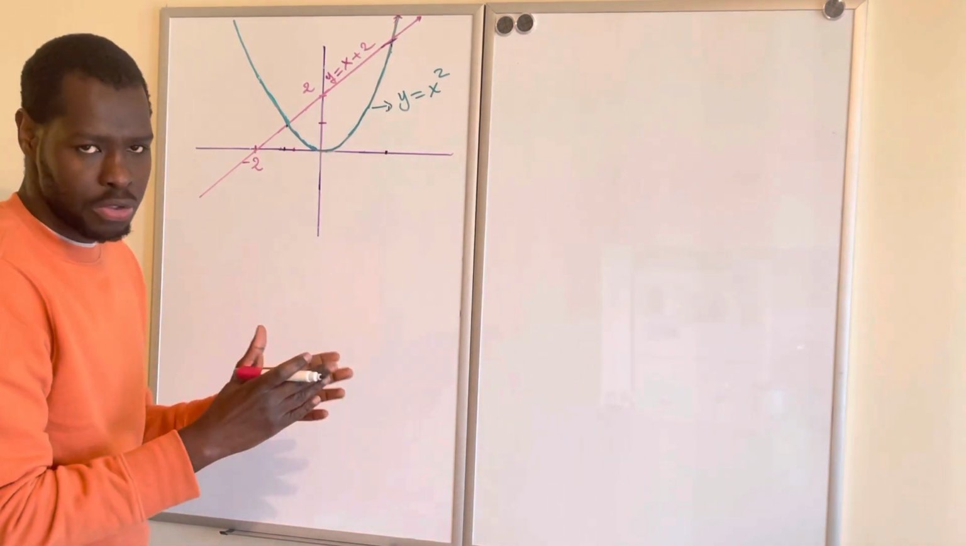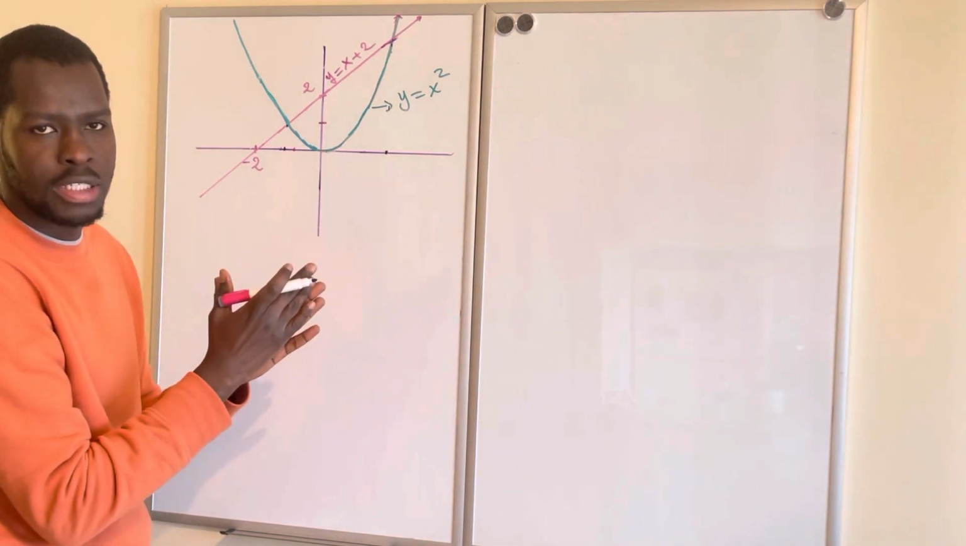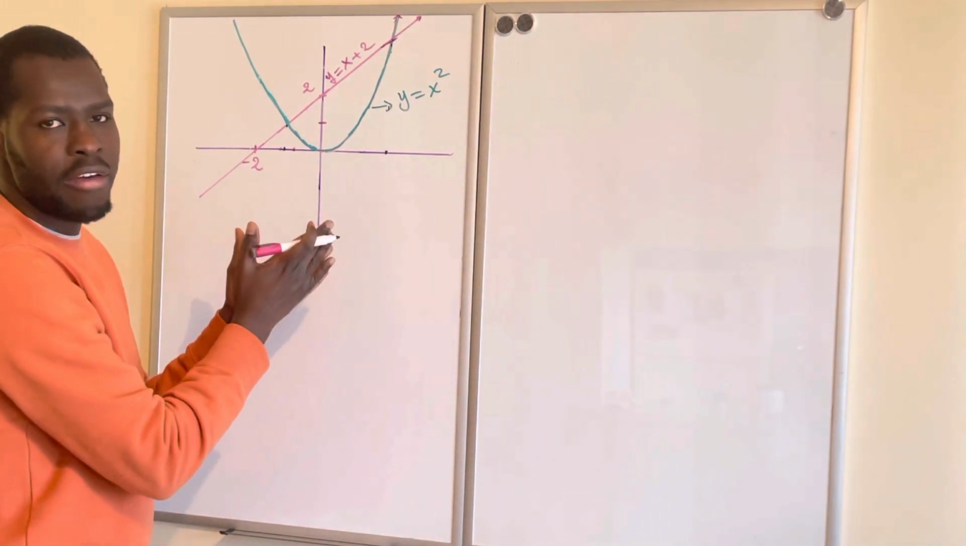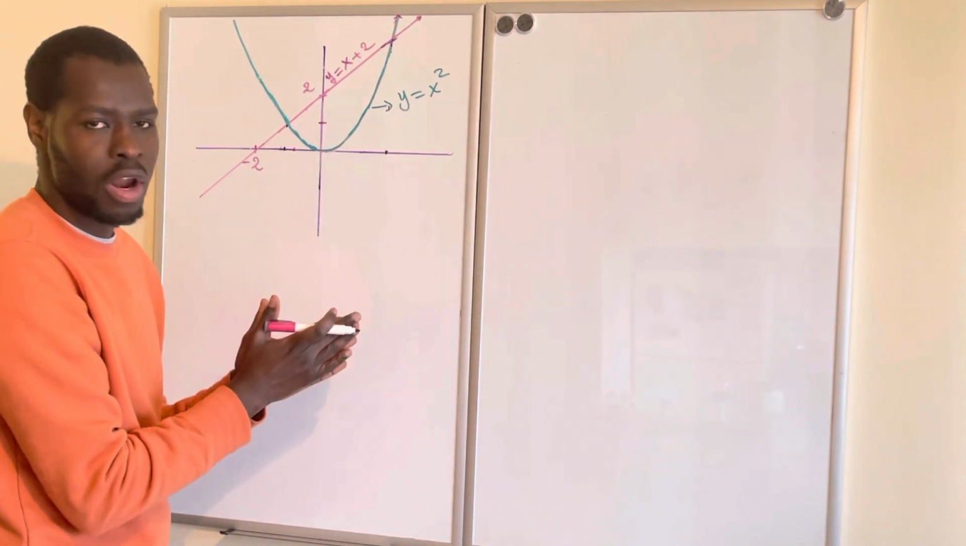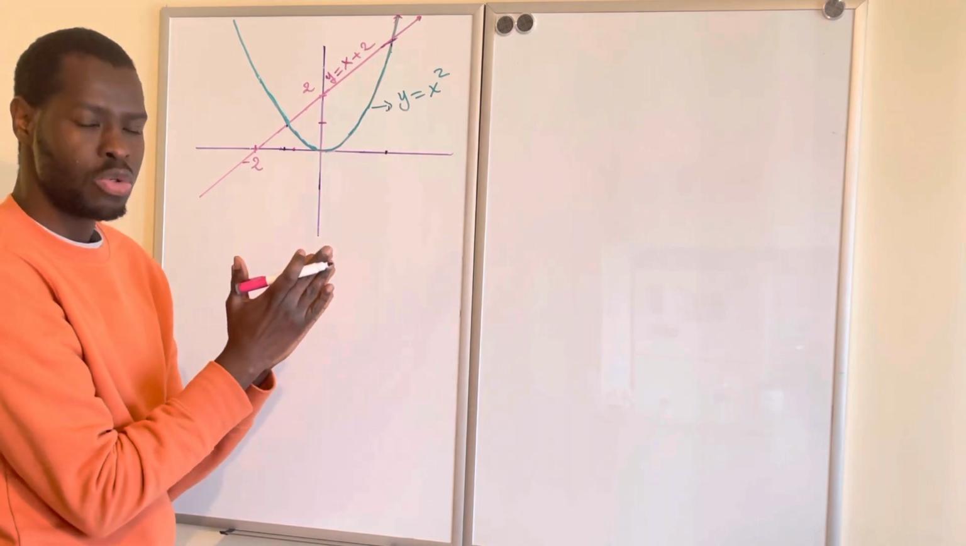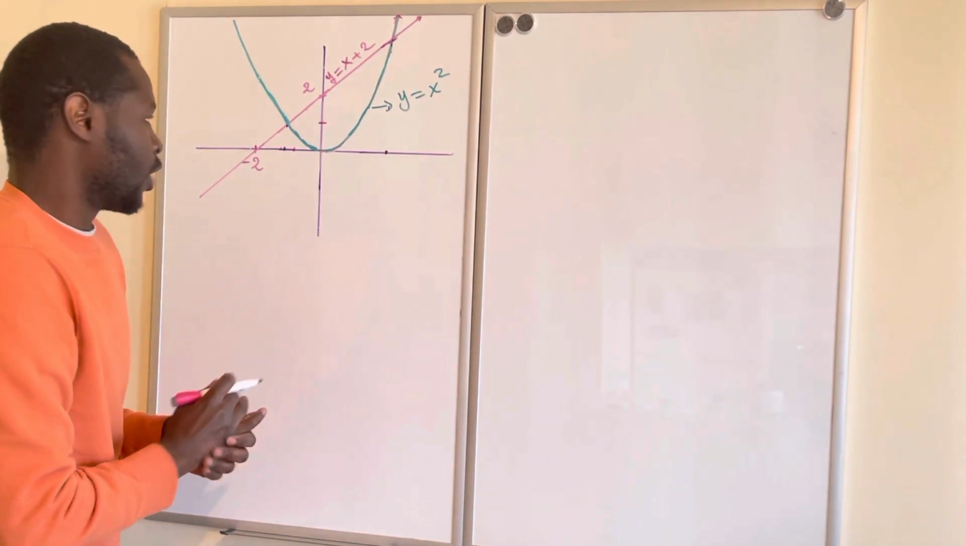The first approach is to evaluate at what points the two graphs intersect. What are the two points on the x-axis where the two graphs intersect? We will use those two points as our limits of integration. Okay, so let's go ahead.